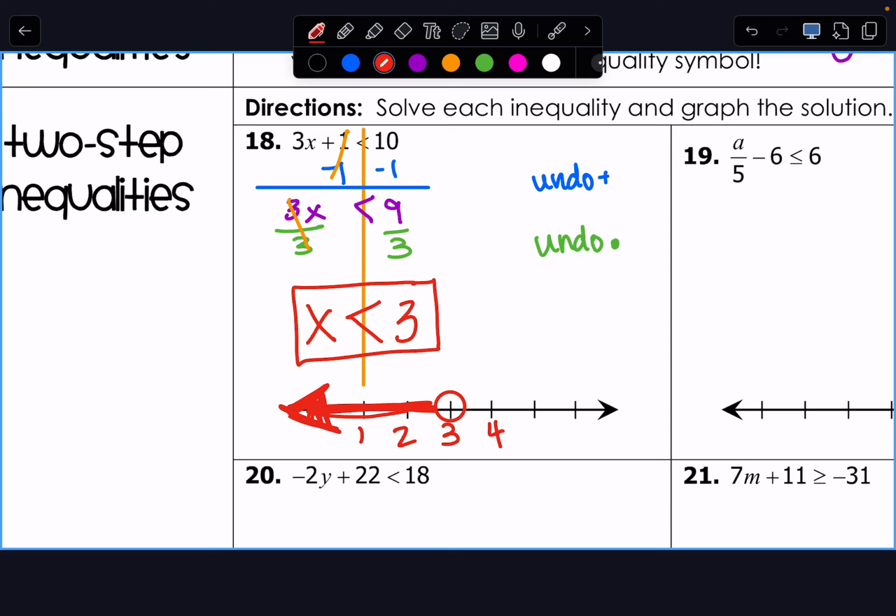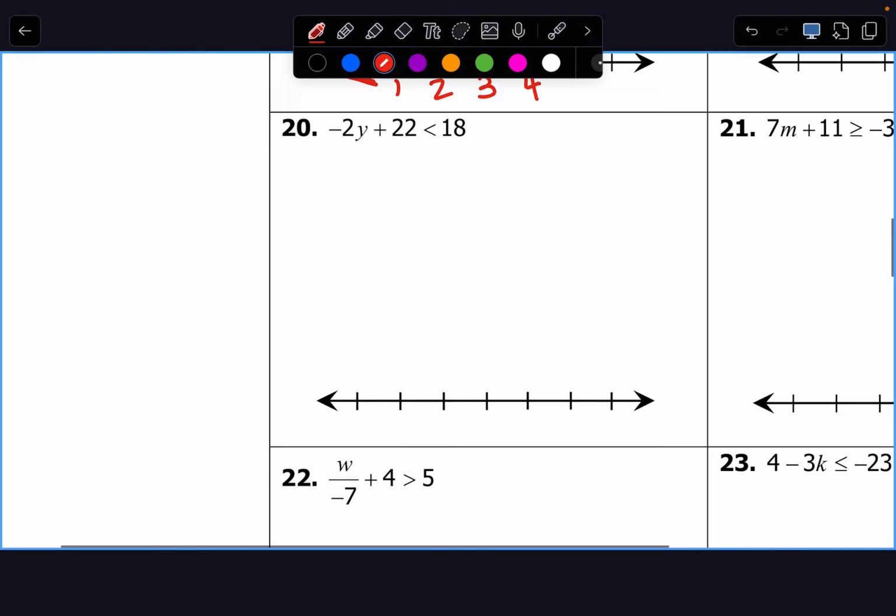All right. Can you spot the next one that we did on the whiteboards? Number 20 is the next one we did? Okay, let's go to number 20.